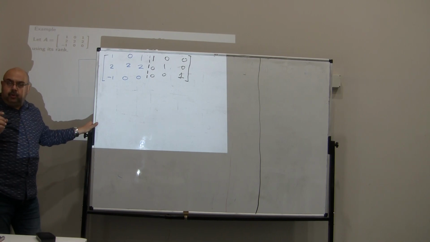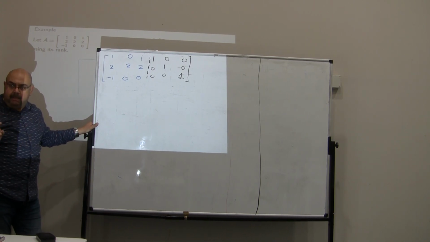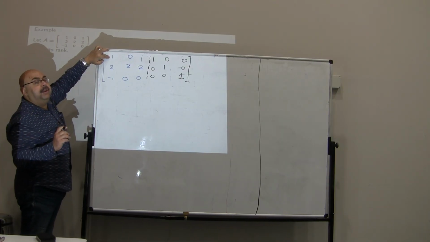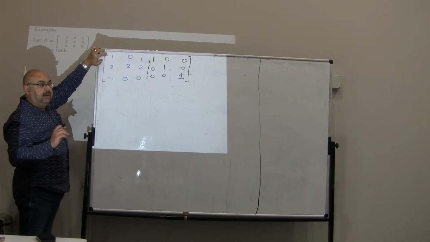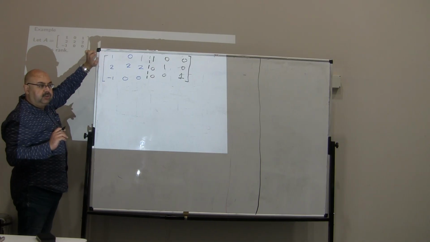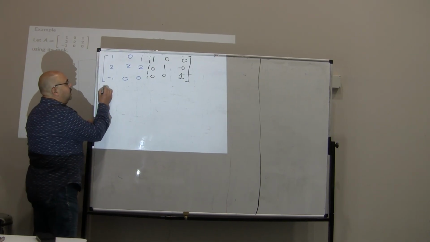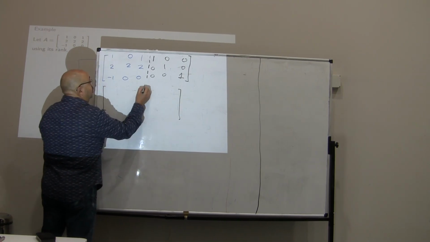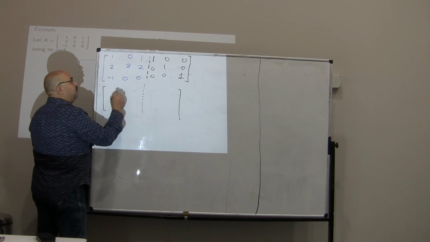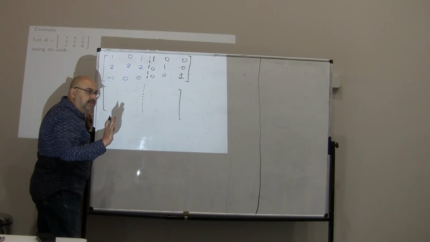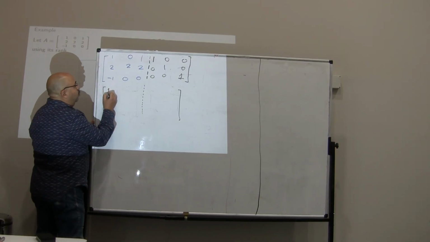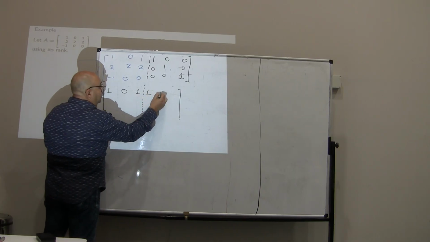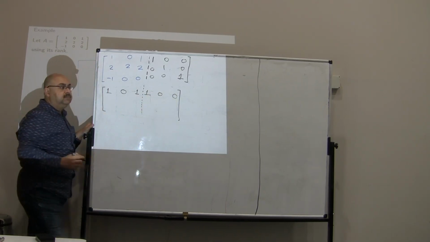Now I will try to get the inverse. The first step is to make sure the element in position 1,1 is equal to positive 1. We are lucky, it is equal to positive 1. So I will start the first matrix. This is my first matrix. I'm not going to change anything in the first row, so it's going to be 1, 0, positive 1, 1, 0, and 0.